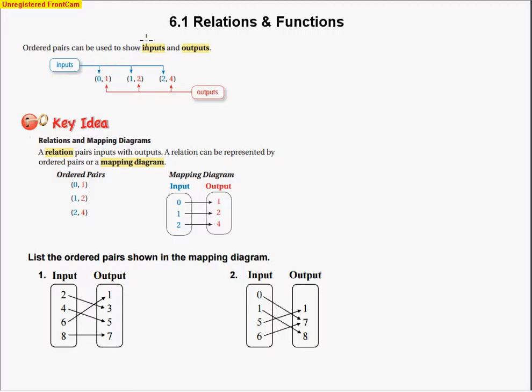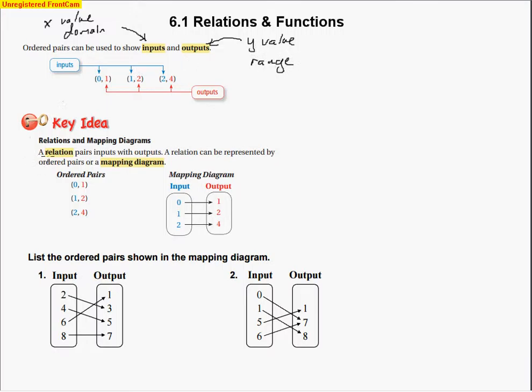Another word for the input, again this is the x value in the ordered pair, is the domain, and so sometimes you'll see that term instead of input. The output is the y value of the ordered pair, and you can see that right here. They're showing the y component of the ordered pair. They're calling those outputs. Another word for that is the range value, and we'll see that term used sometimes.